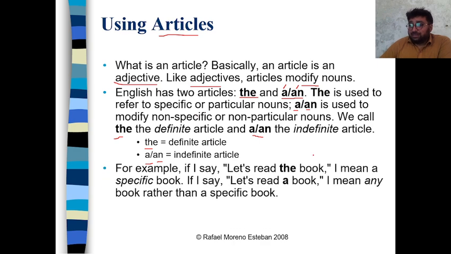For example, if I say let's read the book, I mean a specific book. If I say let's read a book, I mean any book rather than a specific one. If I say let's read the book, you would know what we are talking about. The book will be known to the listener and the speaker both at the same time because it might have been discussed in an earlier sentence. While we are discussing it for the first time when we say a book, it is not a specific book, it could be any.